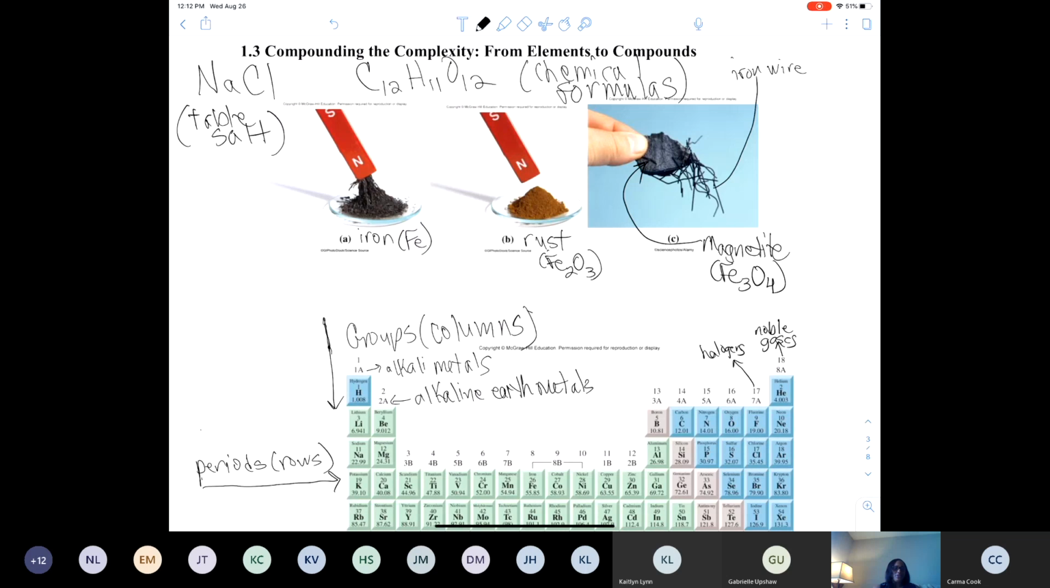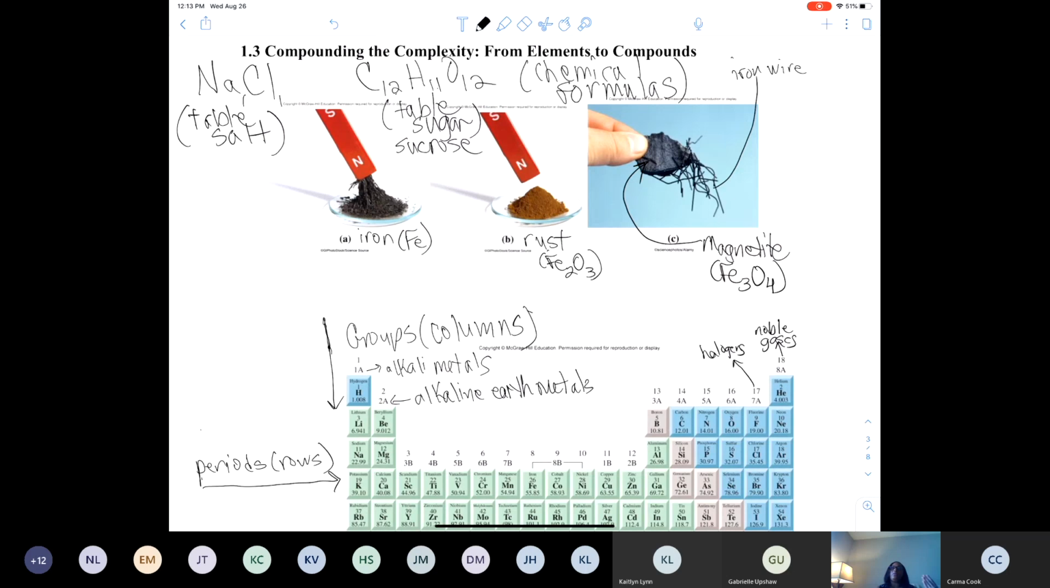sucrose, the table sugar, has these subscript numbers telling us that we have 12 carbons, 11 hydrogens, and 12 oxygens. If you don't see a subscript number, then it's understood to be 1. So table salt is composed only of 1 sodium atom and 1 chlorine atom, whereas sucrose or table sugar has 12 carbon atoms, 11 hydrogen atoms, and 12 oxygen atoms.